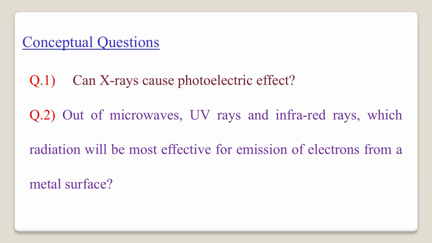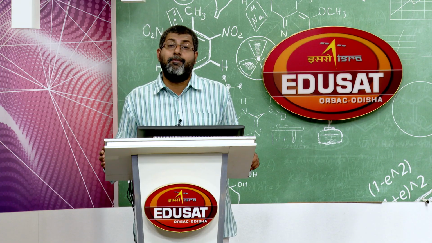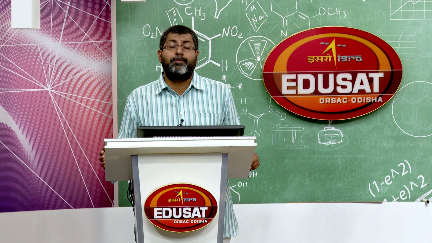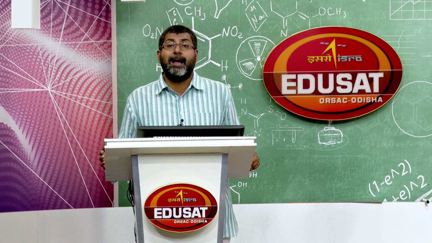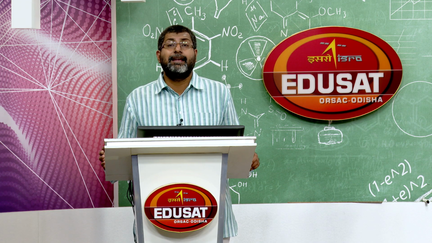Now, out of microwaves, UV rays and infrared rays, which radiation is most effective for emission of electrons from a metal surface? It is the UV rays, because of their high frequency, they are most suitable for emission of electrons, as they provide enough energy.